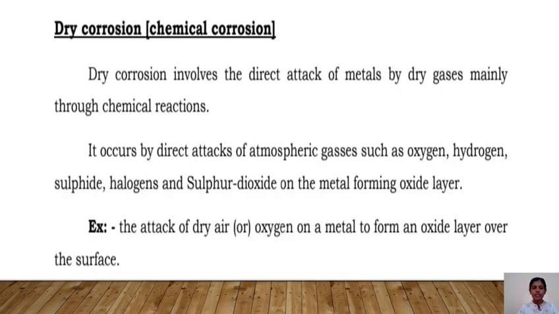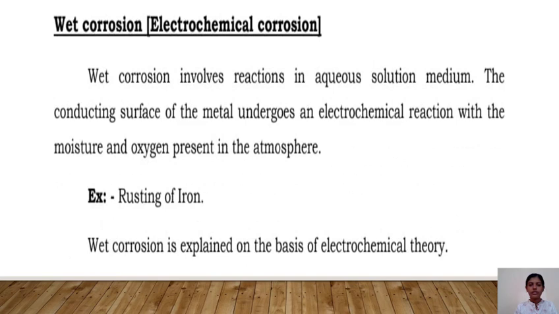Corrosion is mainly differentiated into dry corrosion and wet corrosion. Dry corrosion, which is chemical corrosion. Dry corrosion involves the direct attack of metals by dry gases, mainly through chemical reactions. It occurs by direct attack of atmospheric gases such as oxygen, hydrogen sulfide, halogens, and sulfur dioxide on the metal, forming an oxide layer. Example, the attack of dry air or oxygen on metal to form an oxide layer over the surface.